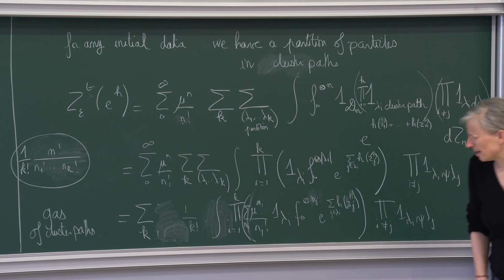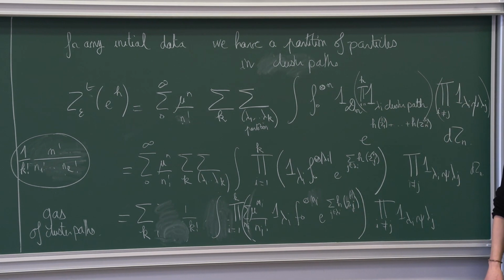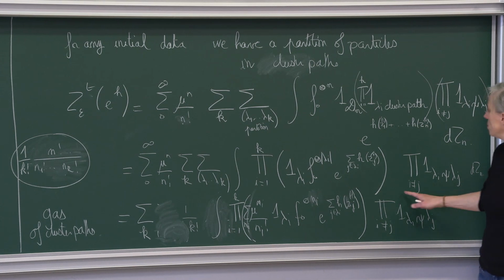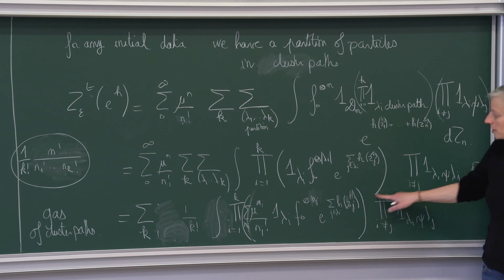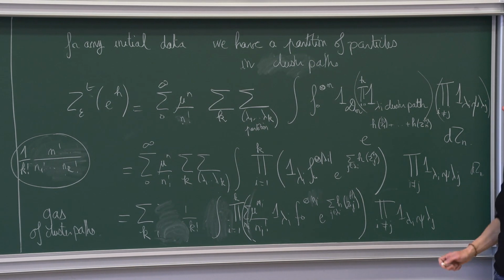Okay, so that's the first step, and now, of course, I have to understand this exclusion. Okay, so that's the next step. If I take capital T large enough, I have only one cluster and no exclusion.